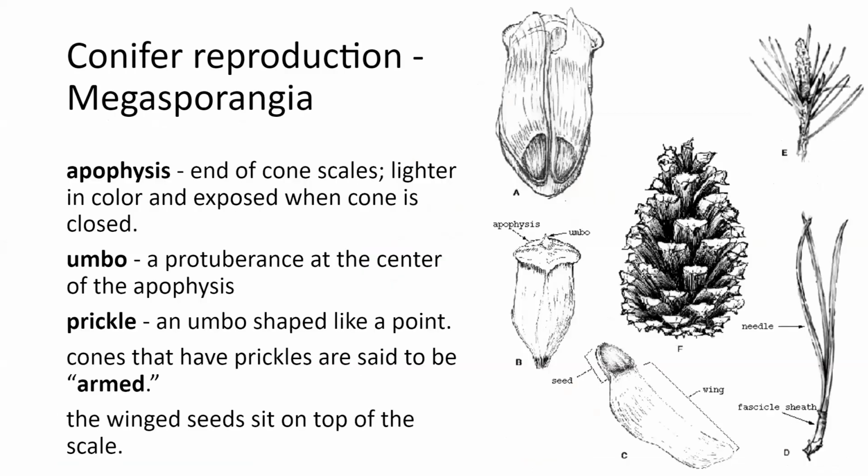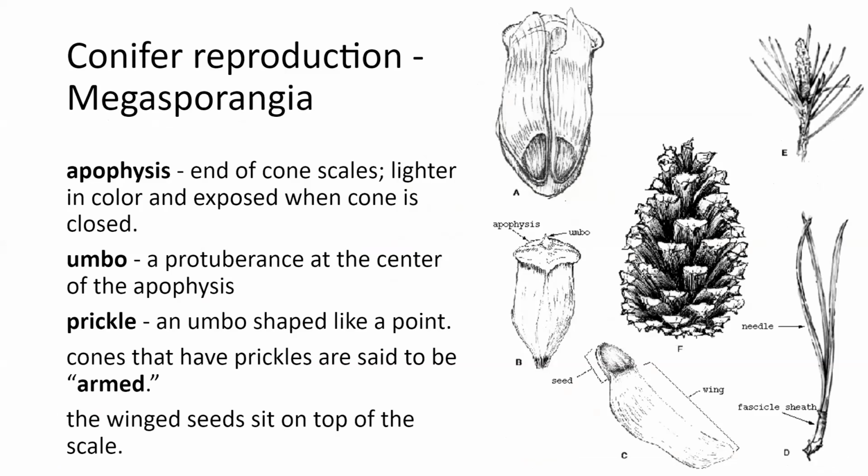And so, okay, we'll just go through these definitions again, right? The apophysis is the end of those cones, right? So you can see that best in this diagram B. Often it's lighter in color and it's exposed when the cone is closed, the only thing you see is the apophysis. And then the umbo is the protrusion at the center of the apophysis, which could be shaped like a point. We call cones that have those prickles, right, or a pointy umbo, are said to be armed.